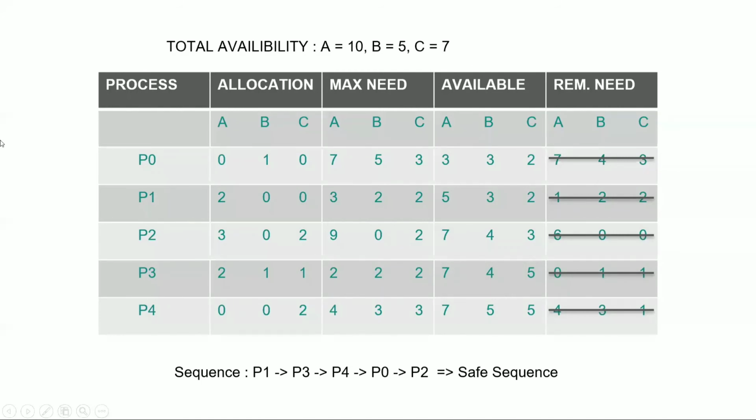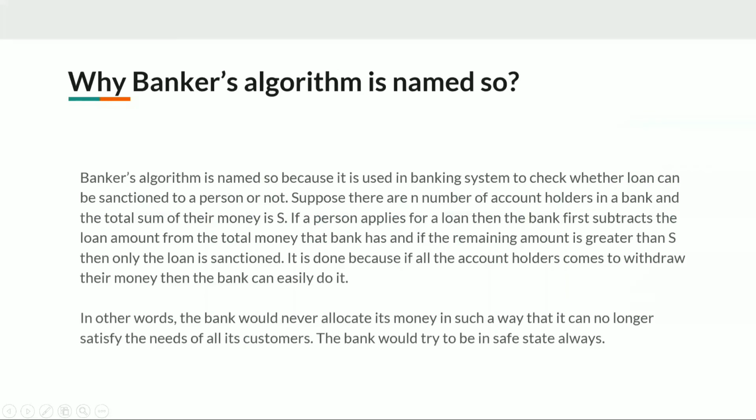So moving further, why is it called Banker's algorithm? This is just for your knowledge. Just read it. Banker's algorithm is named so because of the banking system, to check whether a loan can be sanctioned to a person or not.